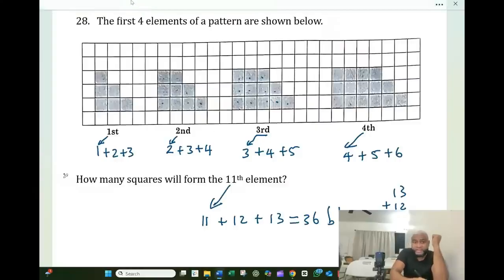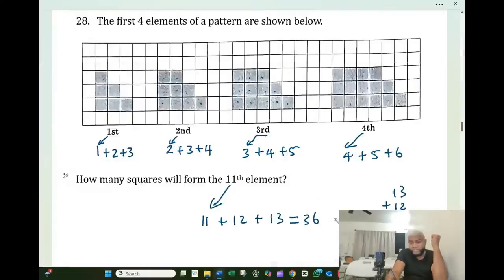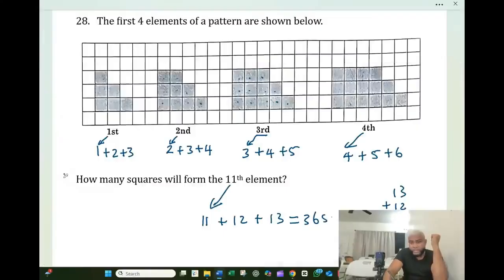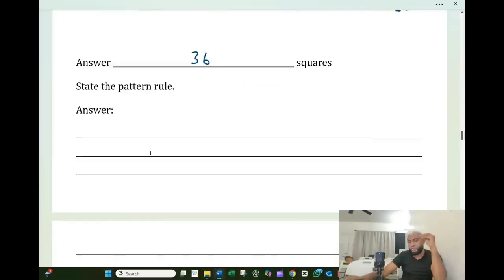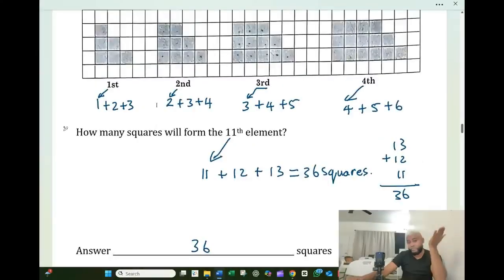Not blocks, sorry, squares. Since the question uses the word squares, let's use the same word, squares. Right? We good there? Right, let's work. Now, they want us, hey, don't forget to put your 36 here. Right? Now, they want us to see the pattern rule. Now, this pattern rule here is clearly a sum.